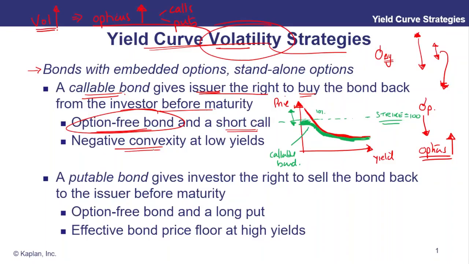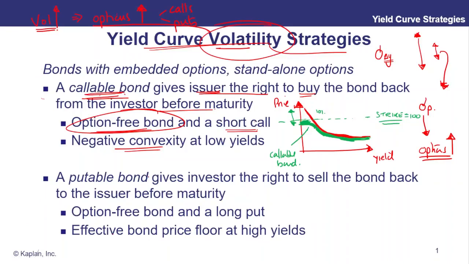Now, we don't get negative convexity in any other situation. There is negative convexity for mortgage-backed securities, but of course that's related to the prepayment option, which is really the right of the borrower to pay back the loan early, which is the same as a call. So that's a similar scenario. We only get negative convexity on mortgage-backed securities or callable bonds at low yields. We don't get negative convexity for puttable bonds.